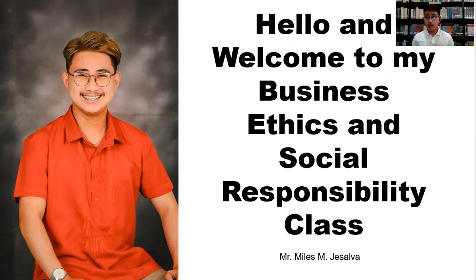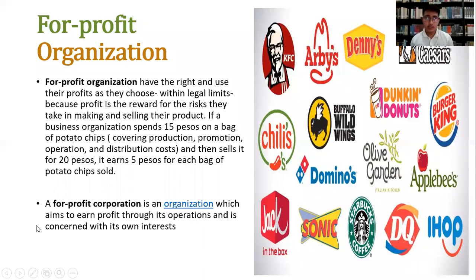So for today's recorded video discussion, it will just be a continuation of our topic in the first lesson, which is the business organization. So today, we will determine the two kinds of organization. The first one is the for-profit organization. The definition of a for-profit corporation or organization is an organization which aims to earn profit through its operation and is concerned with its own interests.